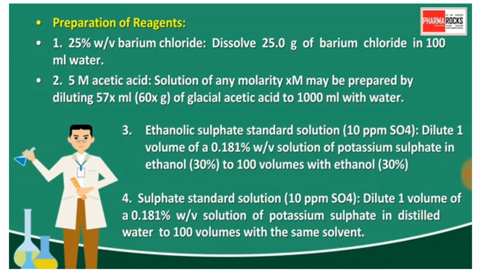Ethanolic sulfate standard solution can be prepared by diluting 1 ml volume of 0.181% weight by volume solution of potassium sulfate in ethanol, that means 30% ethanol, to produce 100 ml with 30% ethanol. And for the sulfate standard solution, you have to prepare 1 ml volume of 0.181% weight by volume of potassium sulfate in distilled water to 100 ml volume. This is how you have to prepare the reagents for this practical session.